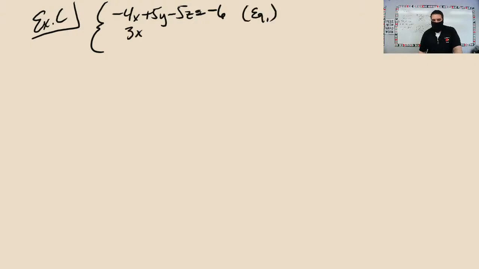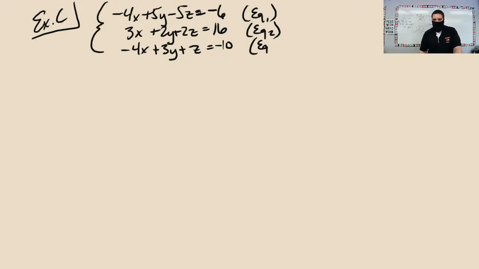And then we're going to have 3x plus 2y plus 2z is equal to 16. And then we're going to have negative 4x plus 3y plus z equal to negative 10. These are equations 2 and 3 respectively. And then off to the side, we're indicated that we're taking equation 1 and swapping it with equation 2. Okay? All we're doing is we're switching places.